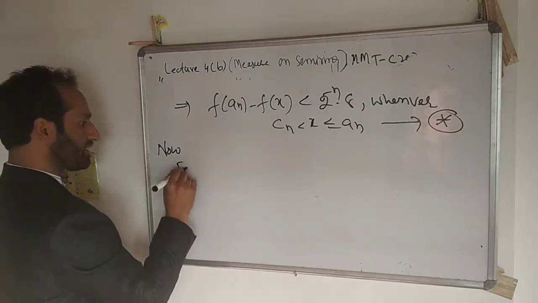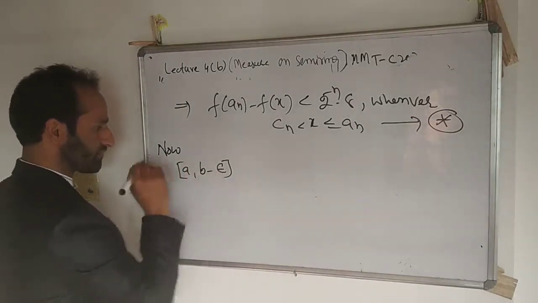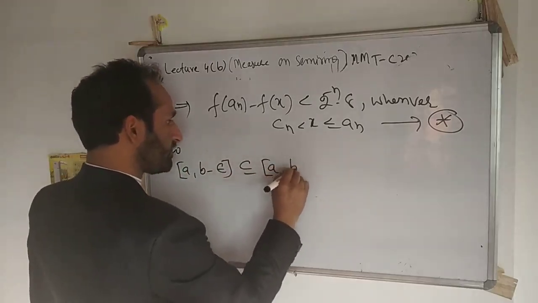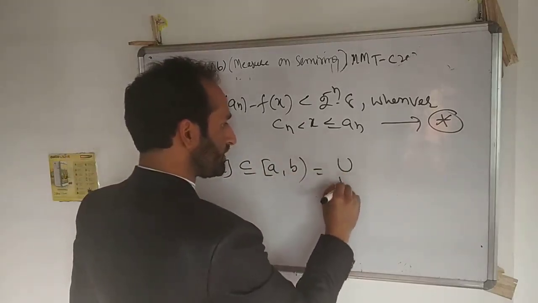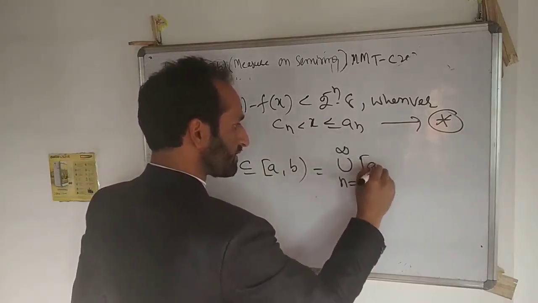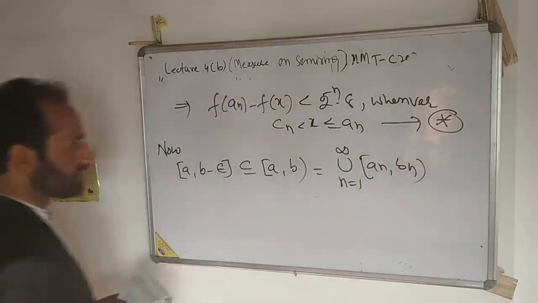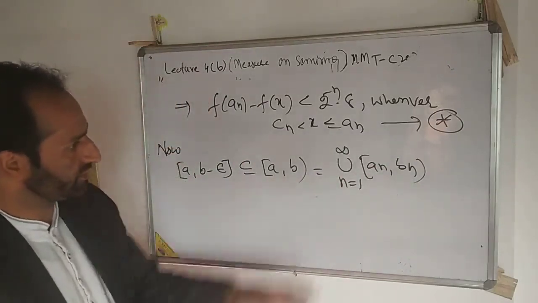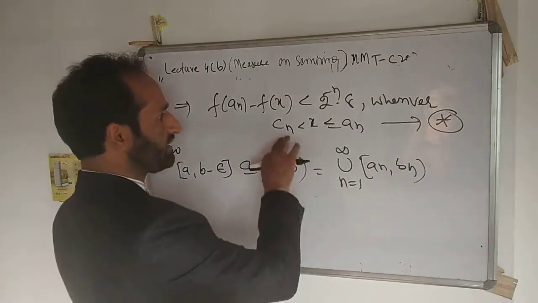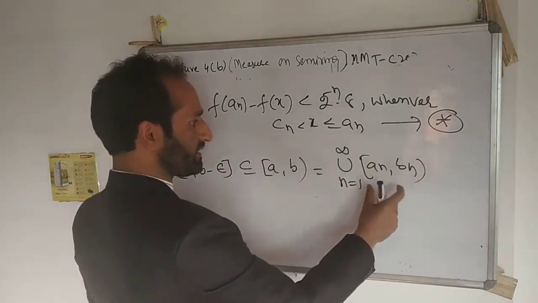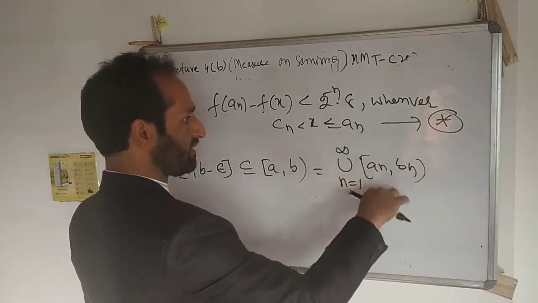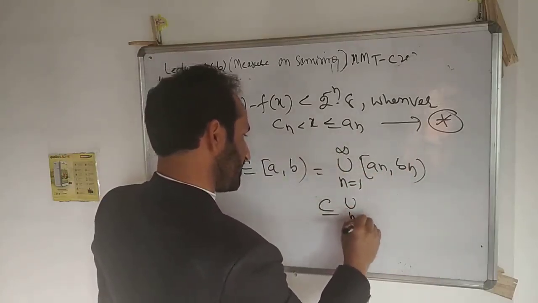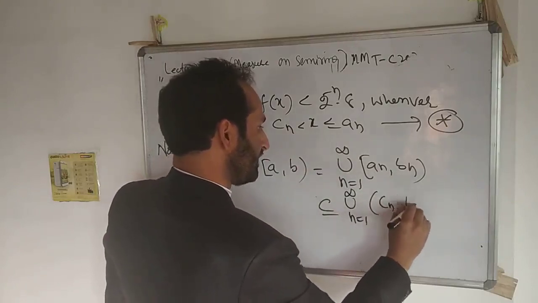Now this closed set A comma B minus epsilon is a closed, bounded interval. It's a subset of A to B, and A to B is equal to the union, n runs from 1 to infinity, of these semi-closed intervals which are disjoint. Now this Cn is less or equal to An, therefore C and Bn is bigger than A and Bn. In other words, A and Bn is a subset of C and Bn, which is a subset of the union n runs from 1 to infinity of C and Bn.